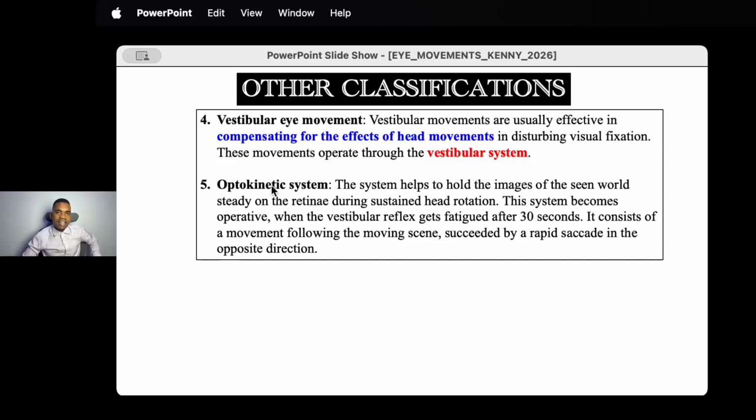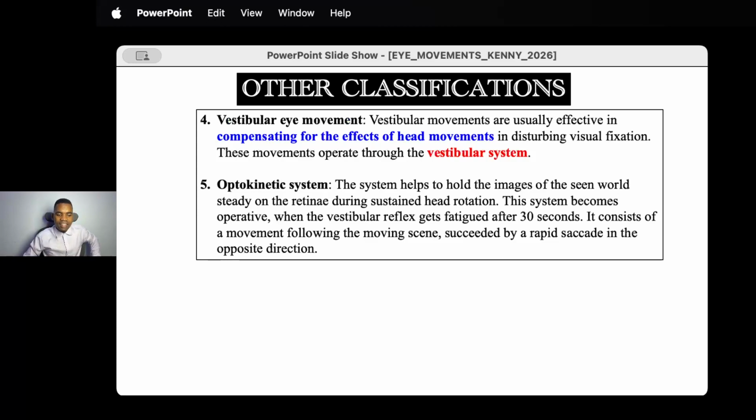And then we also have another movement which is called the optokinetic system, and this system helps to hold images of the seen world still on the retina during sustained head rotation. So you have sustained head rotations, but this movement helps you keep the object of interest on the fovea centralis. We have something called the optokinetic drum. I didn't put a picture, but you can search on Google, write optokinetic drum. It's a drum that has different colors, and when it's rotating, your eyes keep on tracing the movement. They keep on tracing the pictures.